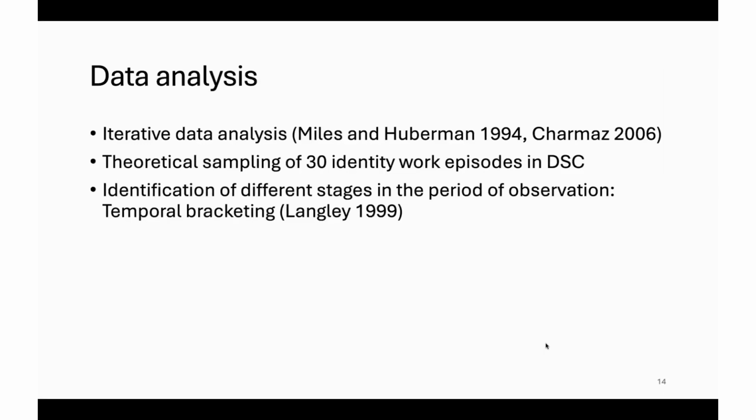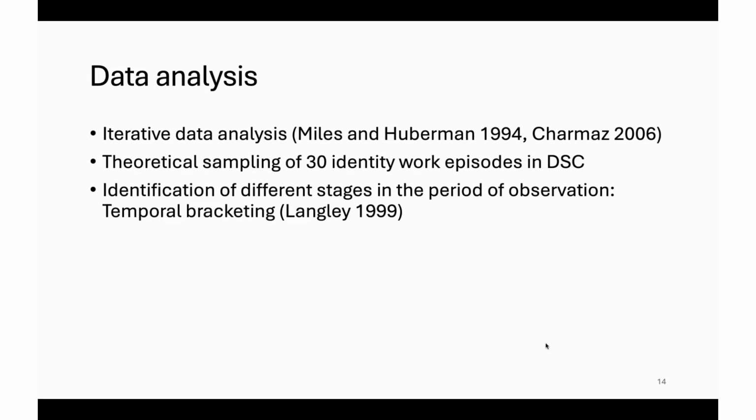So one of the first things we had to do was to engage in theoretical sampling. And we identified 30 identity work episodes, which were episodes in which there were questions about who data scientists were, whether they would be surviving over time, what would happen to them.